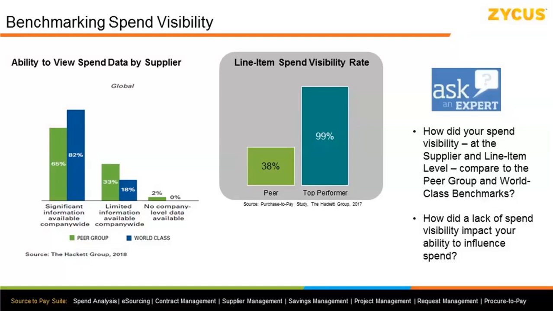So I'm curious, before and after, how did you rate your spend visibility before, what kind of impact did that have on your ability to influence spend, and how have you improved that picture? Excellent. Good question. I would say, at the beginning, we had visibility to spend from a supplier level, if you really had trust in the data.